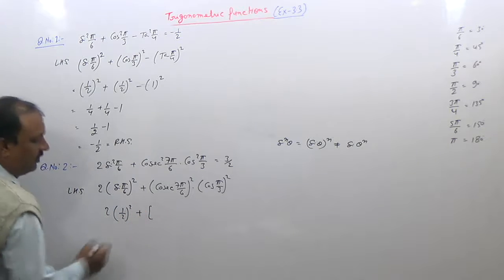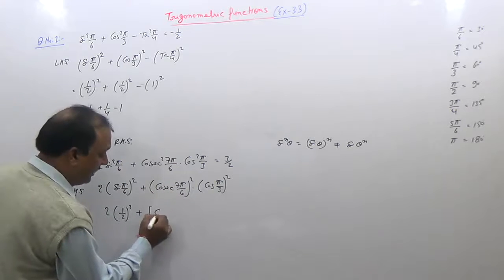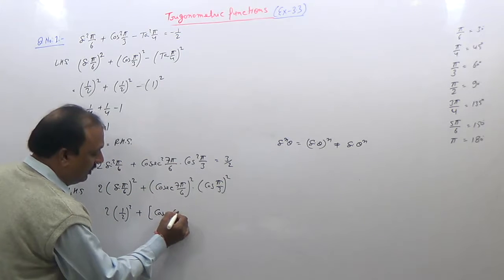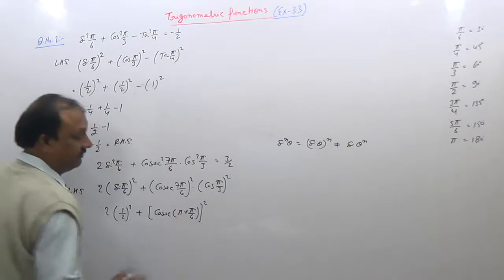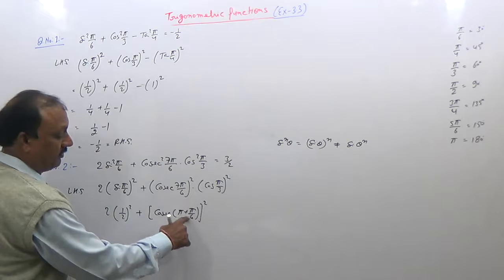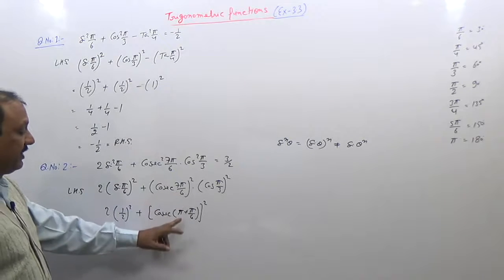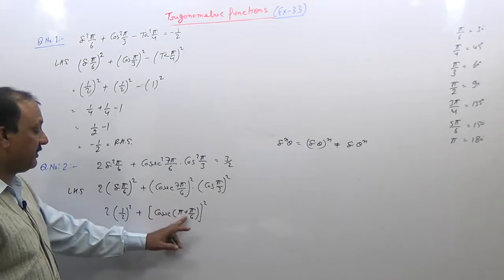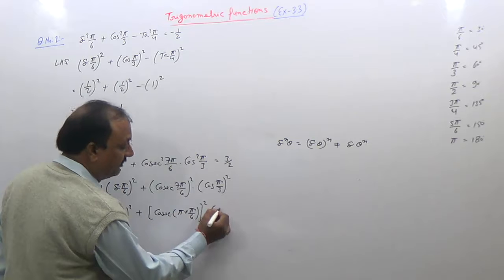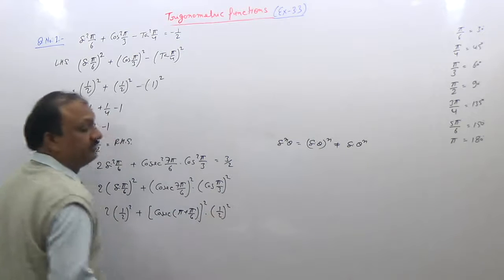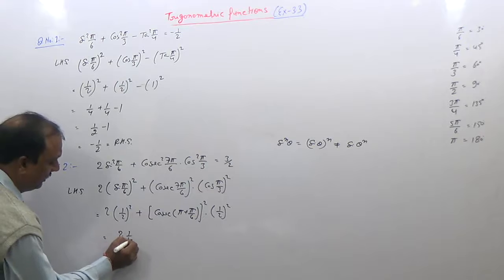The value of cosec 7 pi by 6 is not available in the trigonometric table from 0 to 90 degree. So break this angle: write 7 pi by 6 as pi plus pi by 6, squared. And cos 60 is 1 by 2, squared. So this one is 2 into 1 by 4.